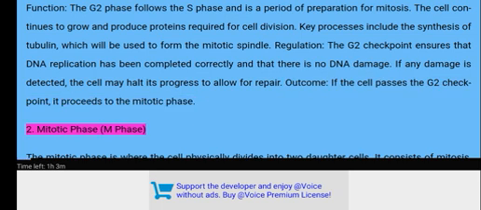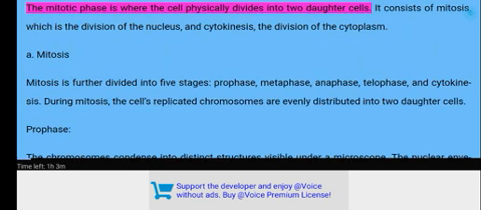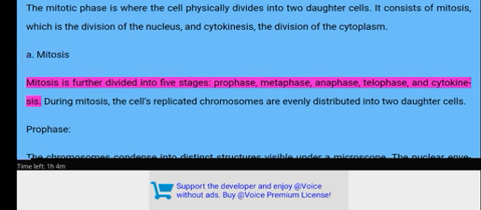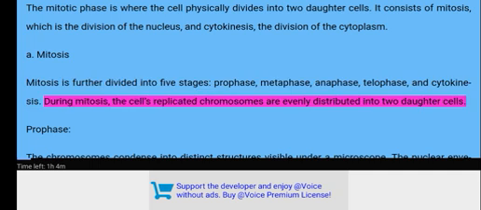2. Mitotic phase, M phase. The mitotic phase is where the cell physically divides into two daughter cells. It consists of mitosis, which is the division of the nucleus, and cytokinesis, the division of the cytoplasm. A. Mitosis. Mitosis is further divided into stages: prophase, metaphase, anaphase, telophase, and cytokinesis. During mitosis, the cell's replicated chromosomes are evenly distributed into two daughter cells.